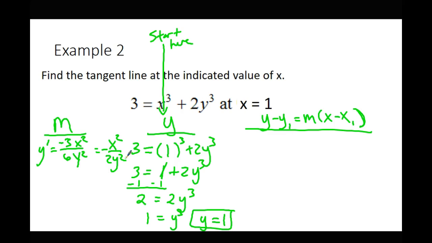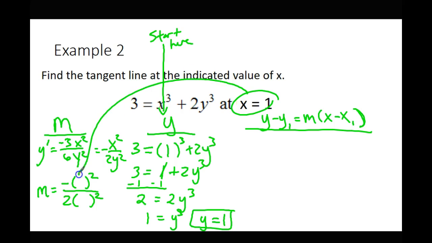Now, usually when we want to find our slope, what's the next thing we do? We plug in x, right? But this is an implicit function. So you need to plug in x and y. So my slope then is going to be negative x squared over 2y squared. What do I plug in for x? 1. So I'm going to circle that.